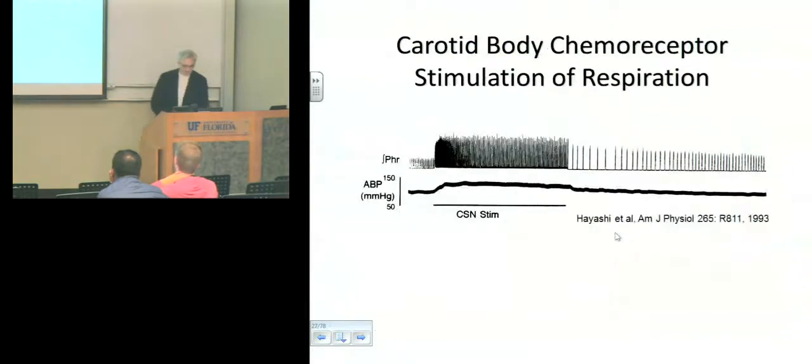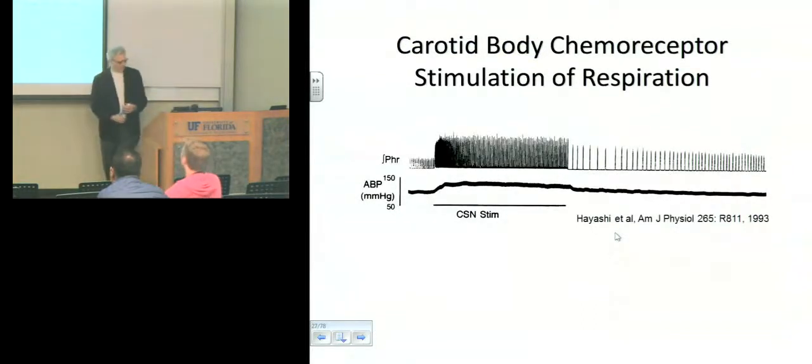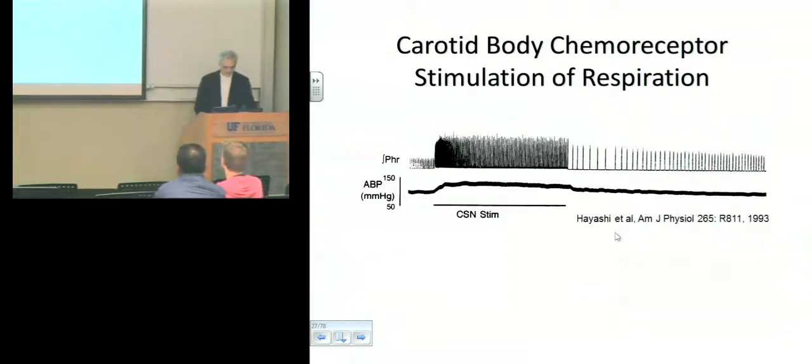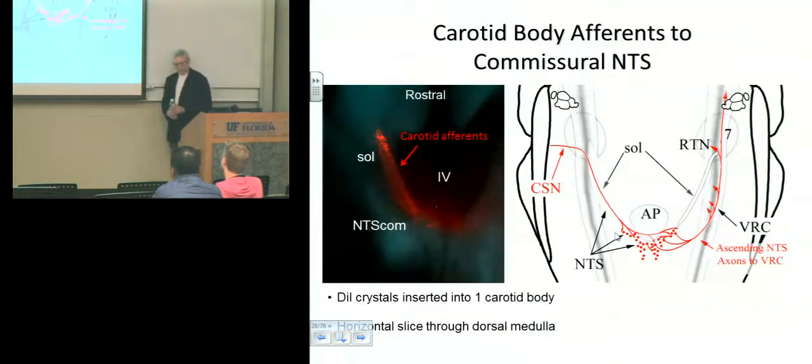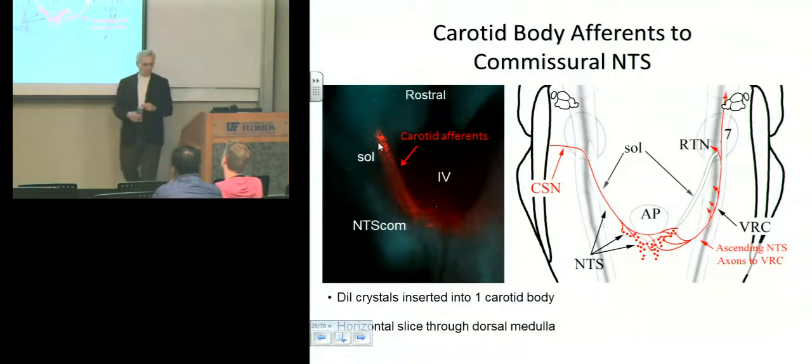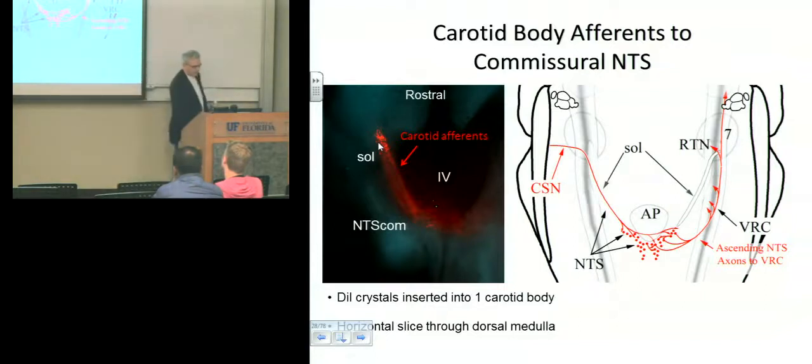Oh, yeah? Okay. So obviously people here know a lot about chemoreception and the respiratory response to it. This is just showing the response to stimulation of the carotid sinus nerve, which carries carotid chemoreceptor afferents, and the phrenic response to it. And doing the same thing that we did with the vagal afferents, but now starting with the carotid body. So putting DiI crystals in the carotid body and waiting for a couple of weeks for it to transport.